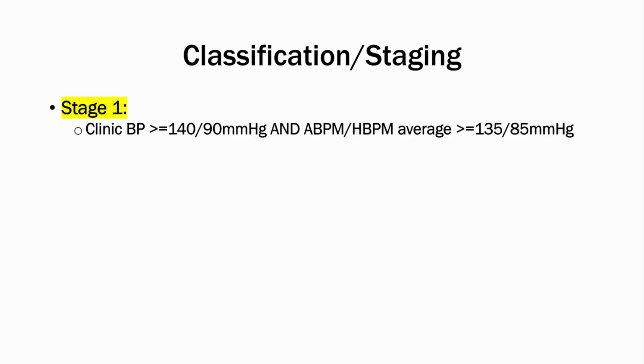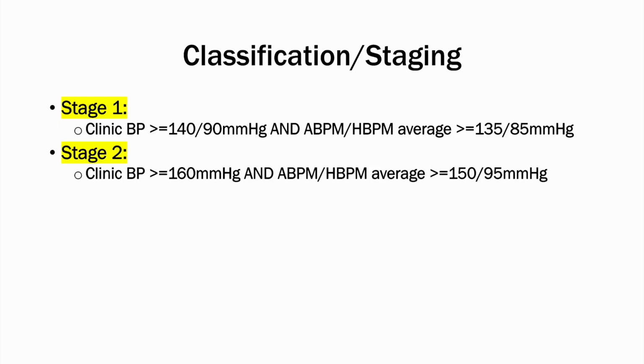NICE defines 3 stages for hypertension. Stage 1 is a clinic reading of 140/90 or higher, confirmed with an ambulatory reading or a home average reading of 135/85 or higher. Stage 2 is a clinic reading of 160/100 or higher, confirmed with an ambulatory or home average of 150/95 or higher.